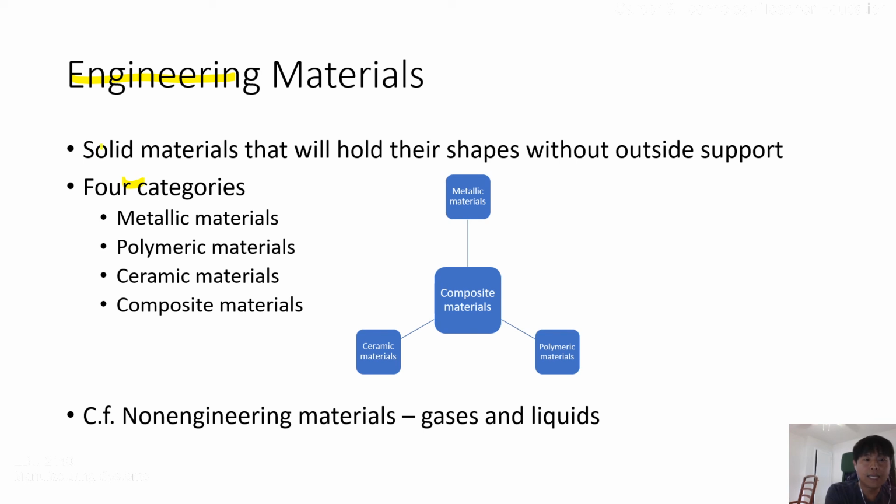We call engineering material a solid, not liquid or gas, because it holds certain shapes without outer support. Engineering material has four categories: metallic, polymeric, ceramic, and composite. We're going to look at each material. Keep in mind that non-engineering material is gas and liquid, while engineering material is solid.